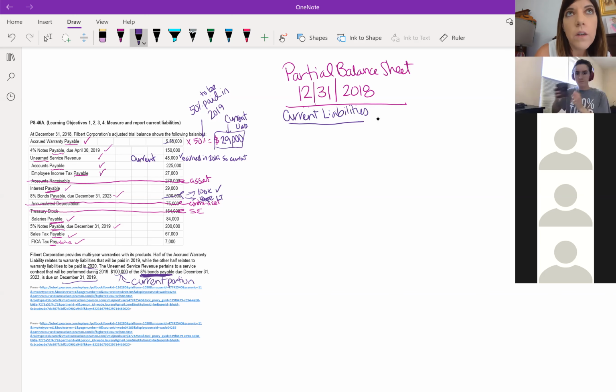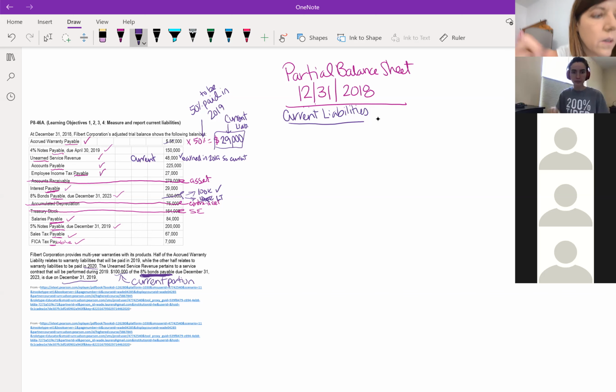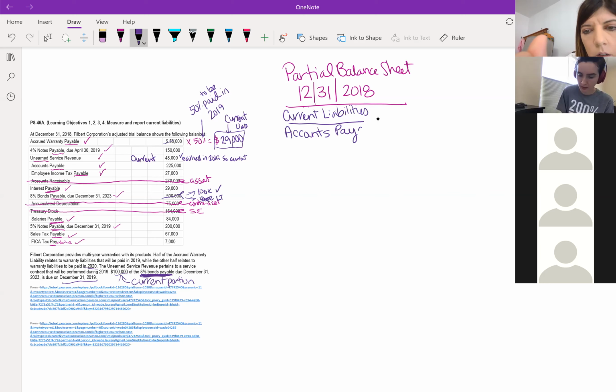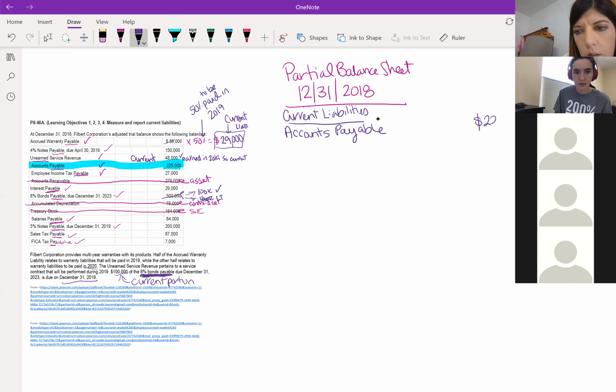Under current liabilities, you always start with accounts payable. That's always listed first. So you have current liabilities. This is in the balance sheet. Accounts payable is going to be the first one. So accounts payable, and as I use it, I'll mark it off. The balance is 225, and that's what you're going to put. It was given.